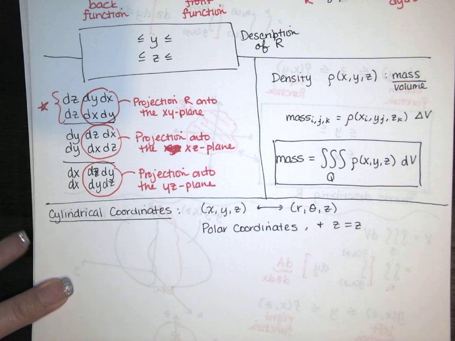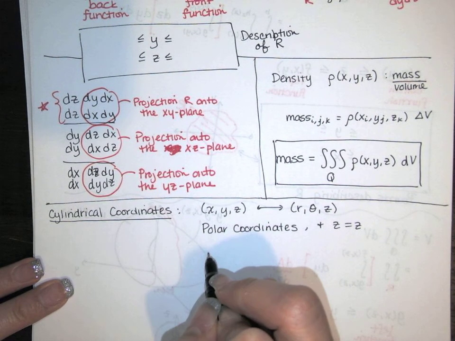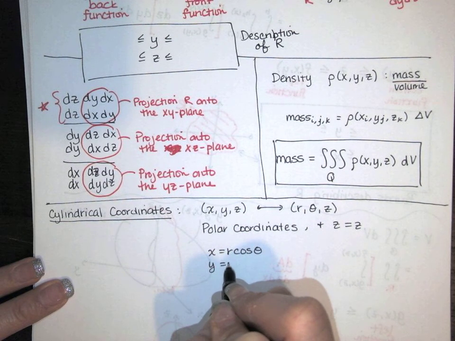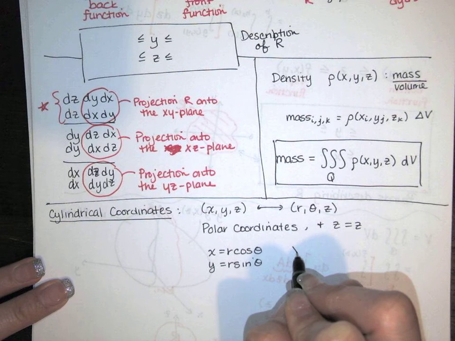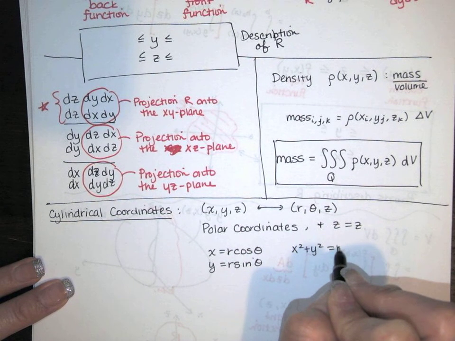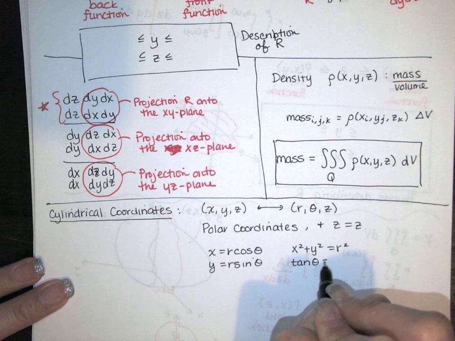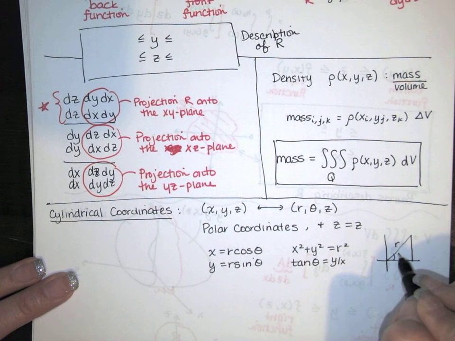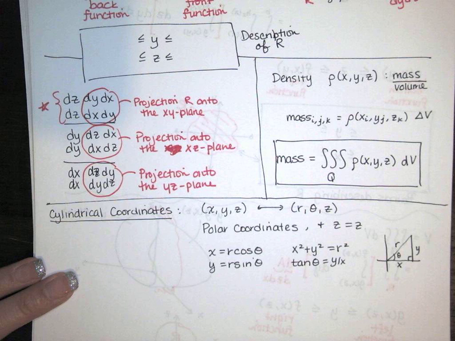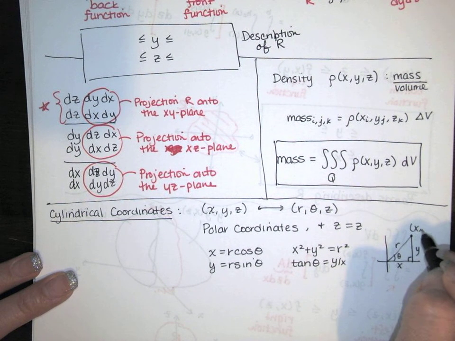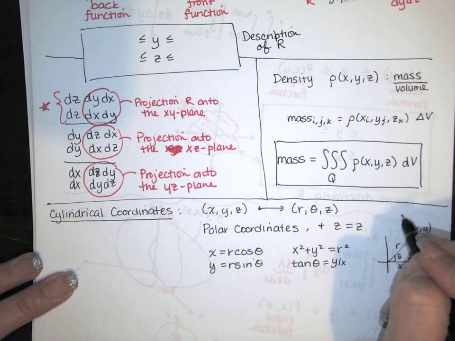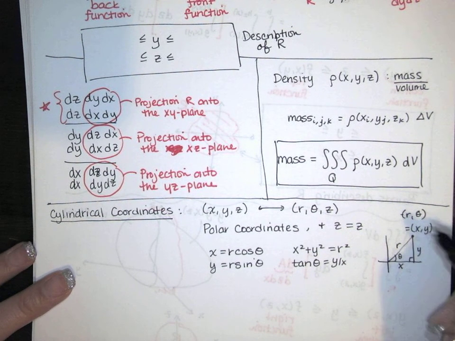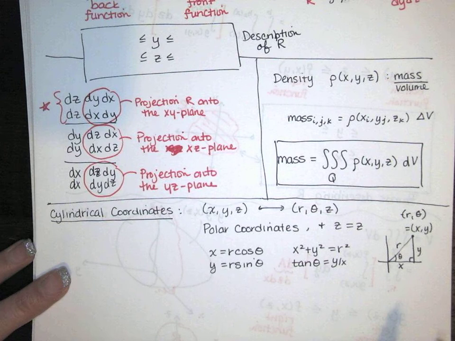And so you just let z equal z, and you change all of your x's and y's to the corresponding r's and thetas. So remember our polar coordinate conversion formulas. x is r cosine of theta, y is r sine of theta, x squared plus y squared is r squared, and tangent of theta is y over x. If we look at our picture, that's r, that's theta, that's x, that's y. So this point can be represented uniquely as x, y. This one's not unique, but another way to represent it is r comma theta.